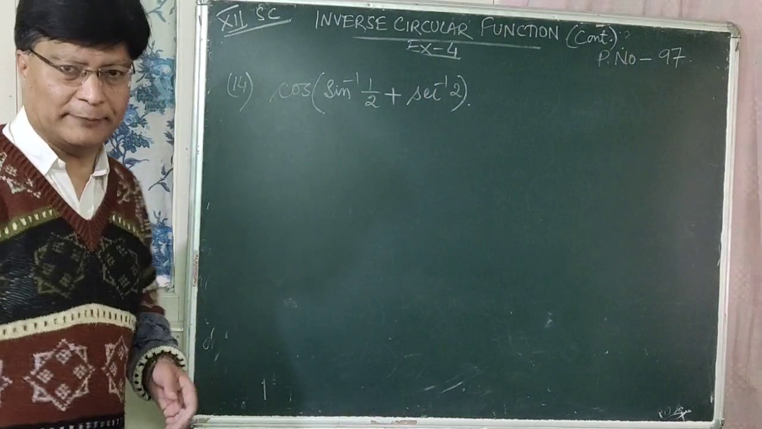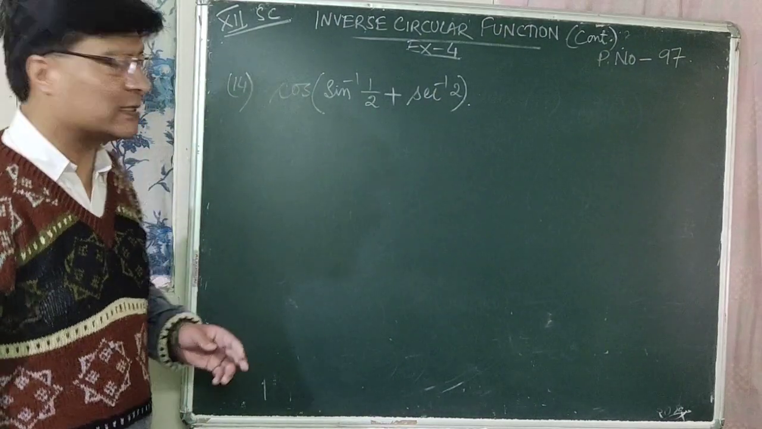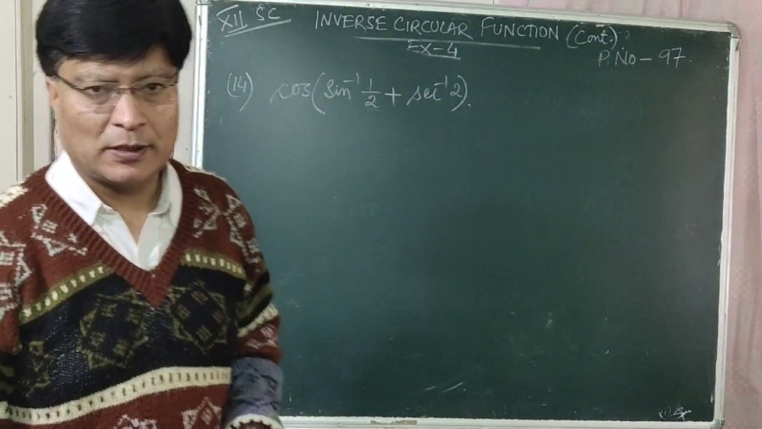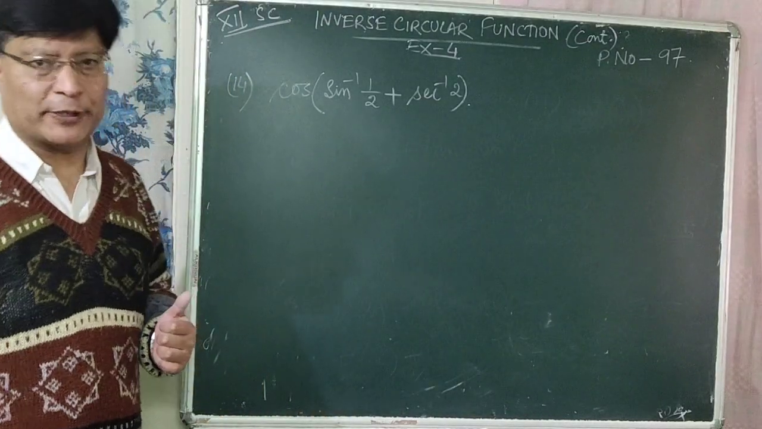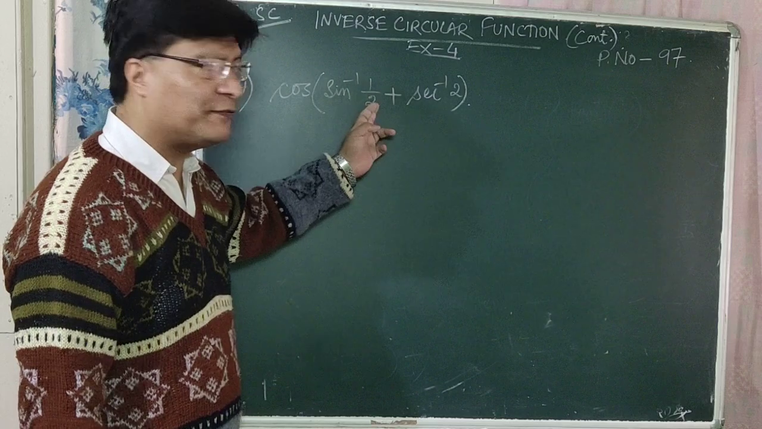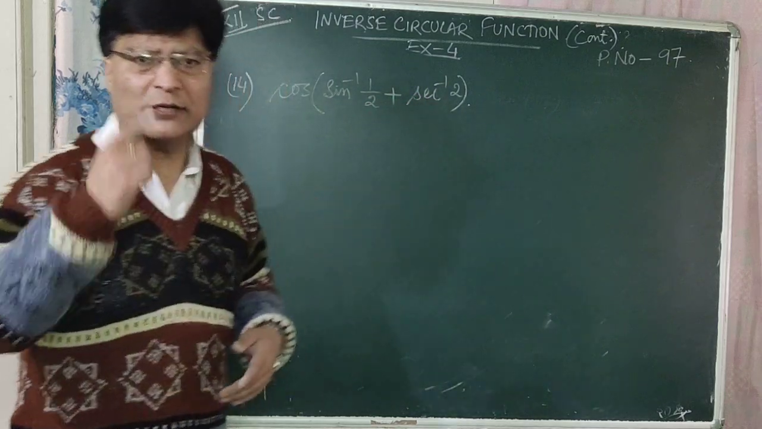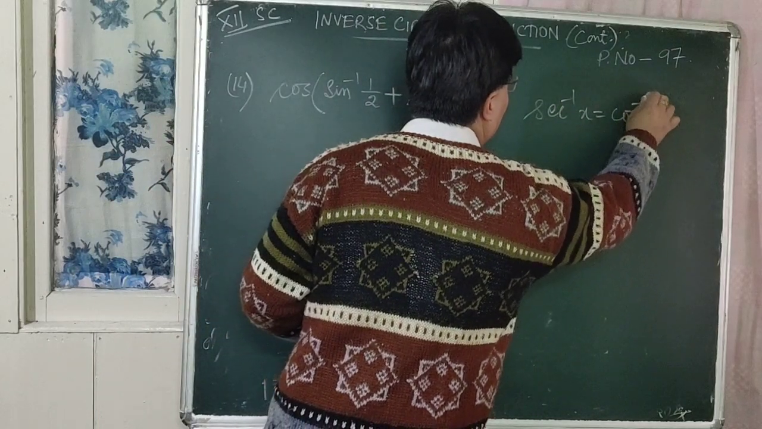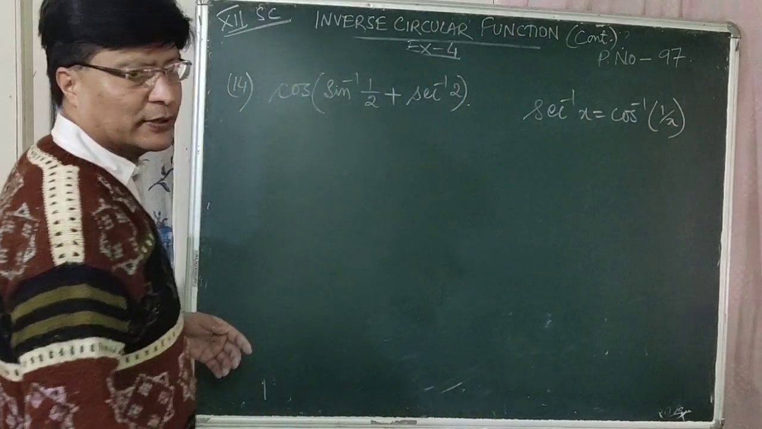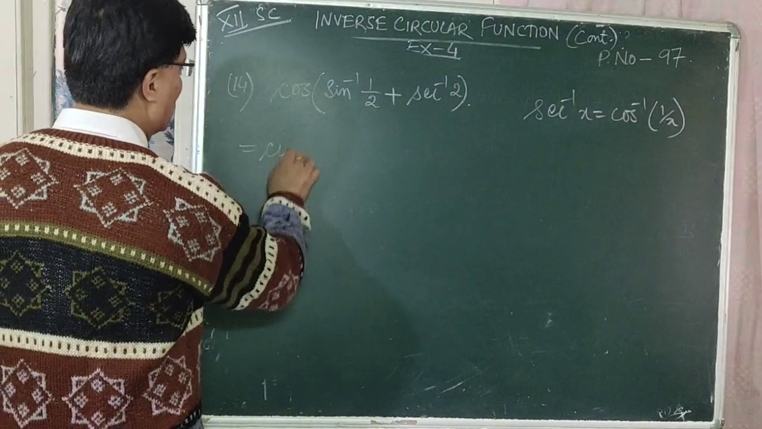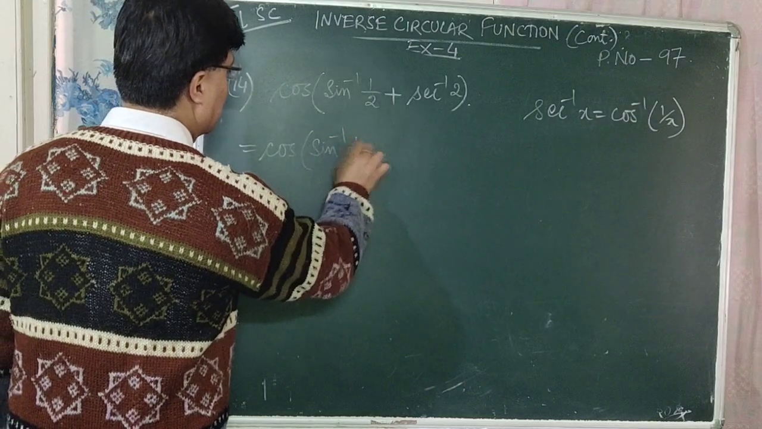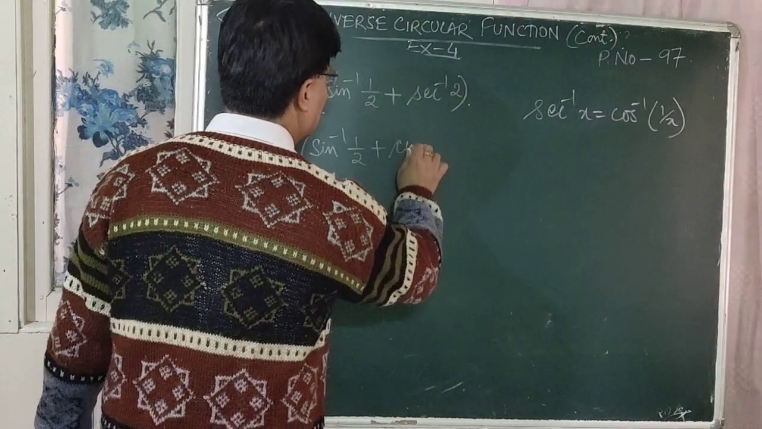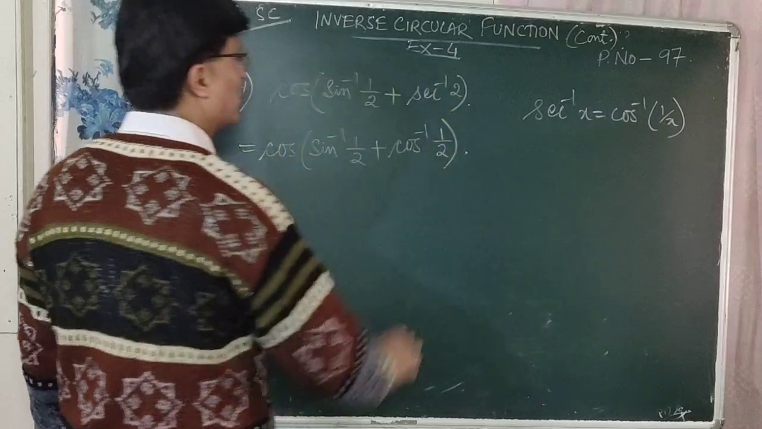So now question number 14. Let us do it. It is given cos within brackets sin inverse half plus sec inverse 2. You have to find out the value of this given expression, right? So it is sin inverse half. You can change this sec inverse 2 into cos inverse, isn't it? You know that sec inverse x in terms of cos inverse is cos inverse 1 upon x, right? So cos within bracket sin inverse half plus, sec inverse 2 in terms of cos inverse is cos inverse 1 upon 2.